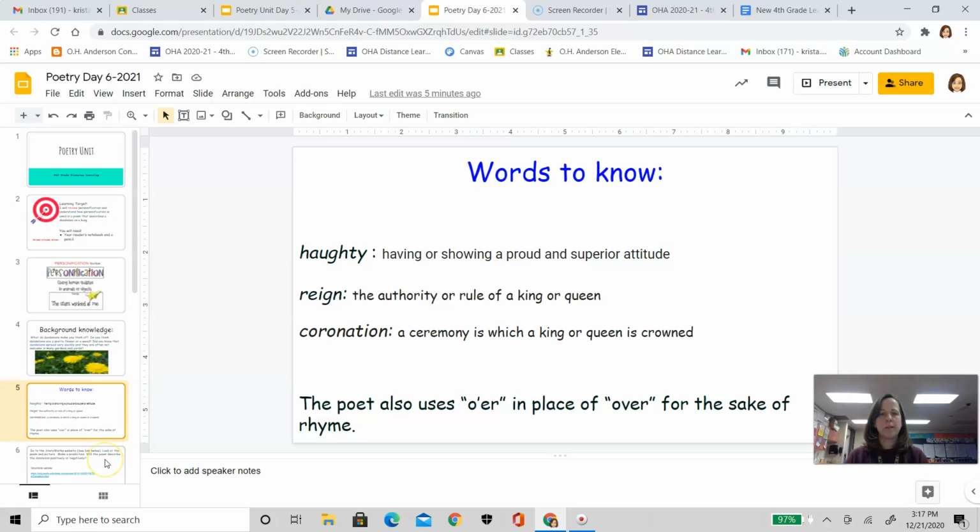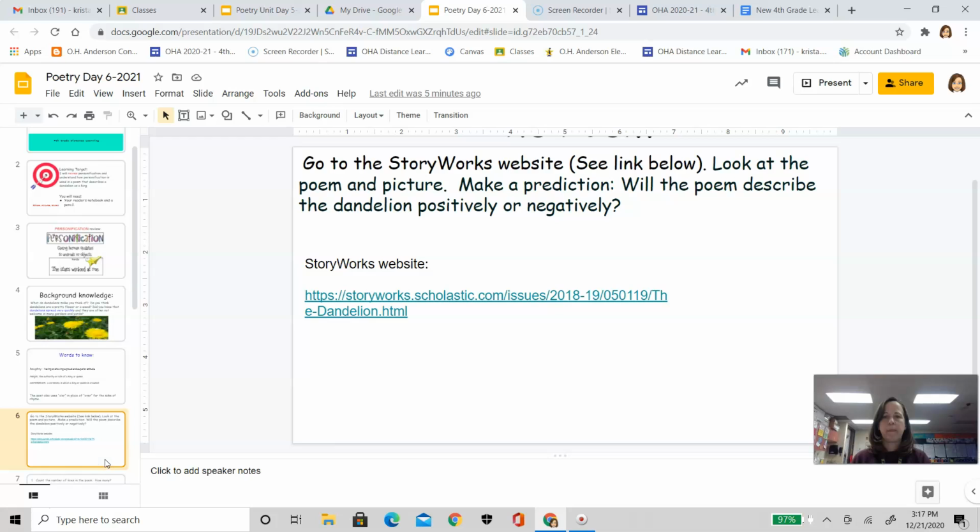So there are some liberties that poets can sometimes take to help them write their poems, or to make the poem easier to understand, or to give it a little more rhyme or rhythm. So poets can often do that. So we're going to look at the poem. Before we do that, as you're thinking about dandelions, I want you to make a prediction. Will the poem describe the dandelion positively or negatively?